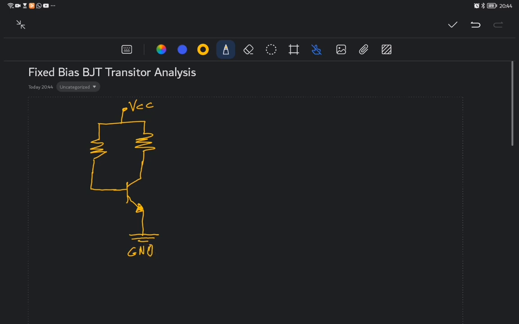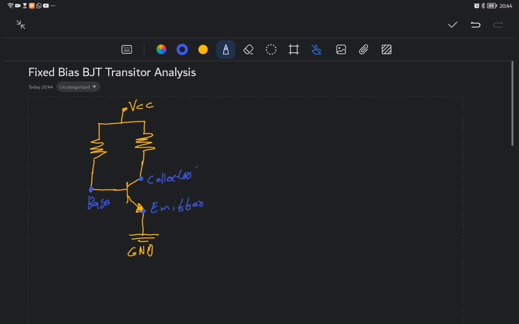GND. Yeah. So what we need to do is understand the nodes. This node here is the base section. So here it's the base. And this node here is the collector section. So C, collector. And this node here is the emitter. Sorry, not base, the emitter.